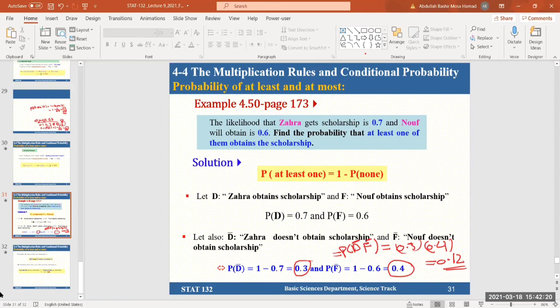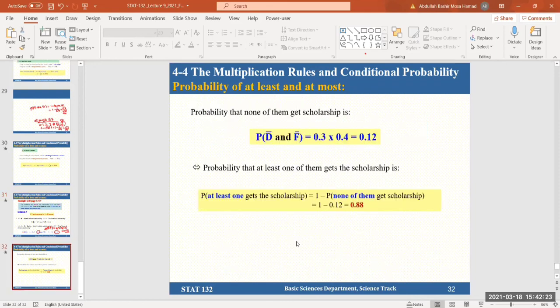Now we are asking about at least one of them obtaining the scholarship. At least equals what? At least is the complement of what? At least means 1 minus none of them. P of none: P of not Nof and P of not Zahra, which is 1 minus 0.12, which is 0.88. So 0.88 is the probability that at least one of them will get a scholarship.